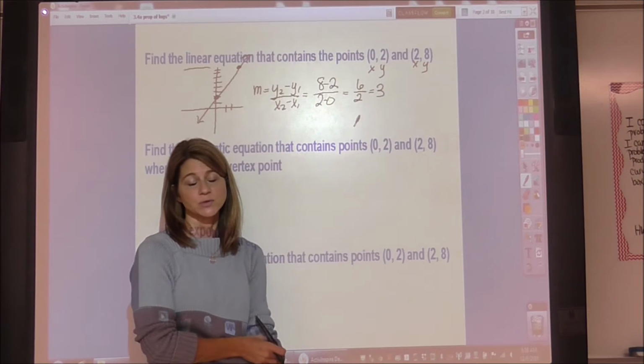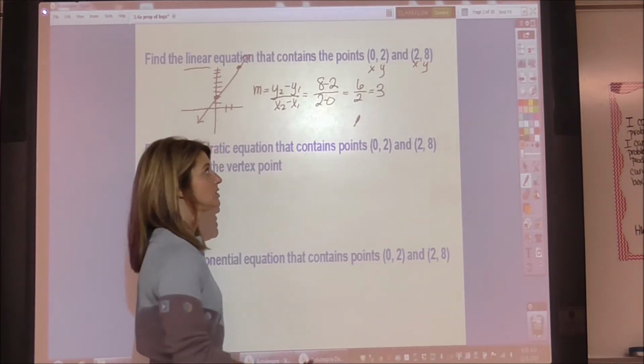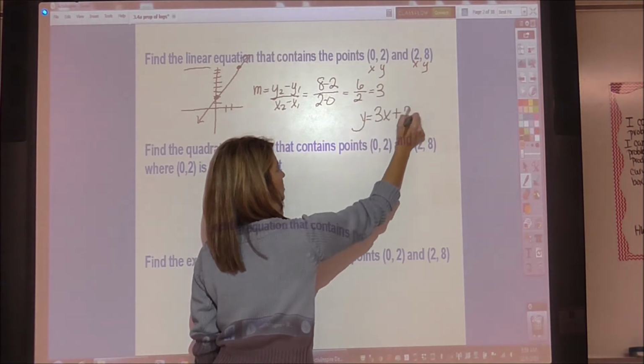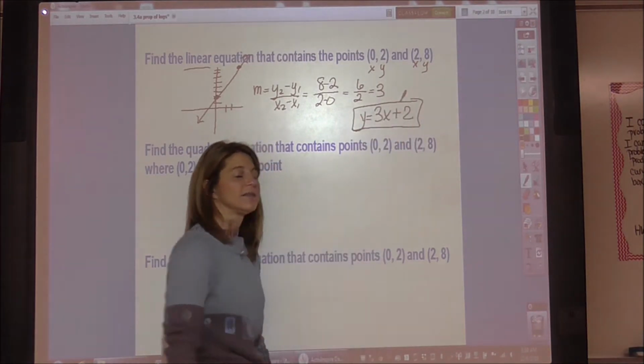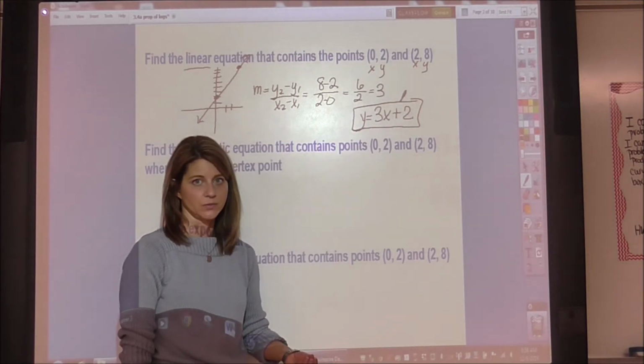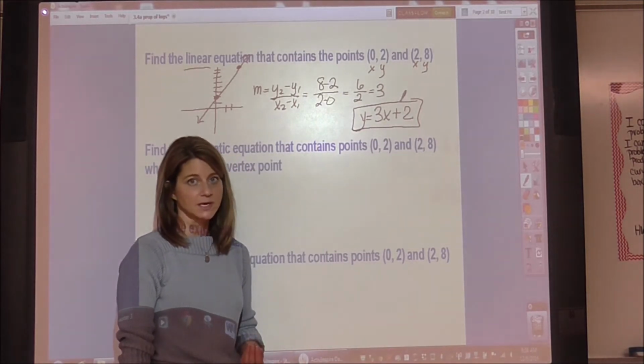It's 2 over, 0 up 2. So I've got the equation of this line: y equals 3x plus 2. That's if you have these 2 points and you are putting a line through them. So what happens in the second one?